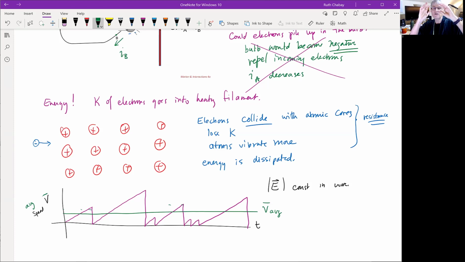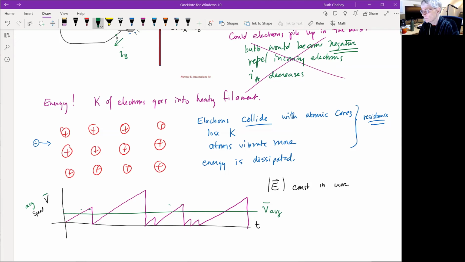So some of the kinetic energy of the electrons going through that filament is actually being converted into thermal energy of the atoms in the lattice, and then they can emit energy in the form of photons.